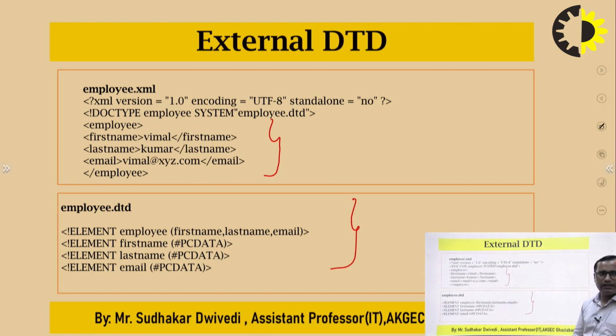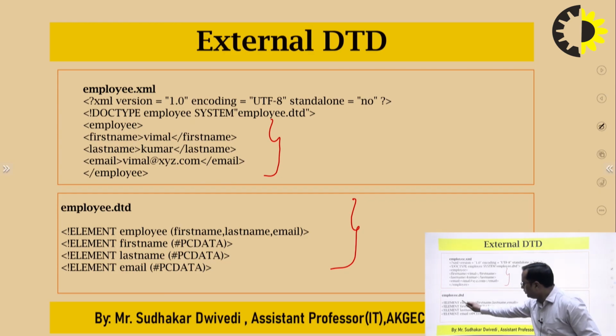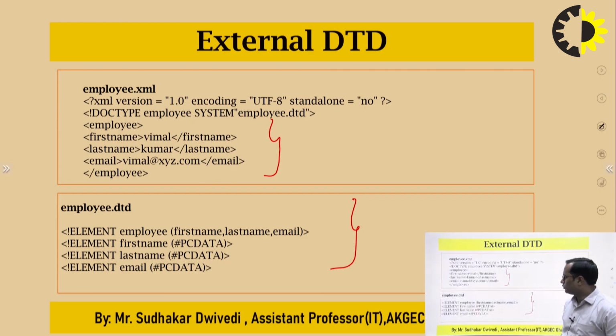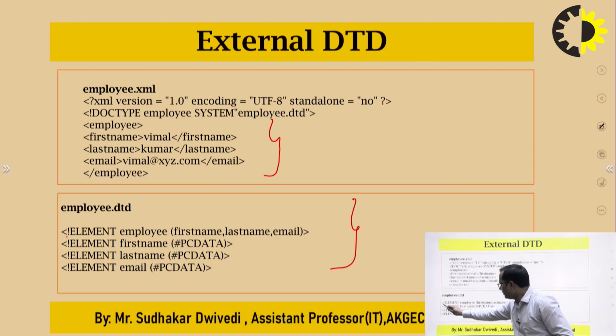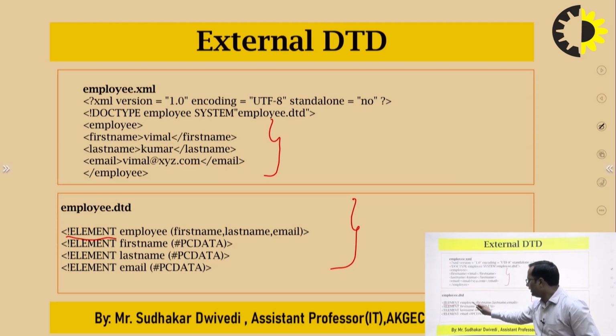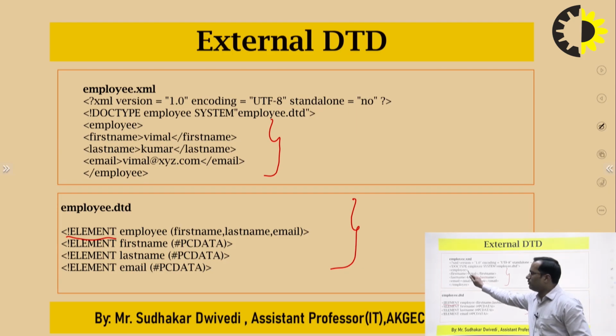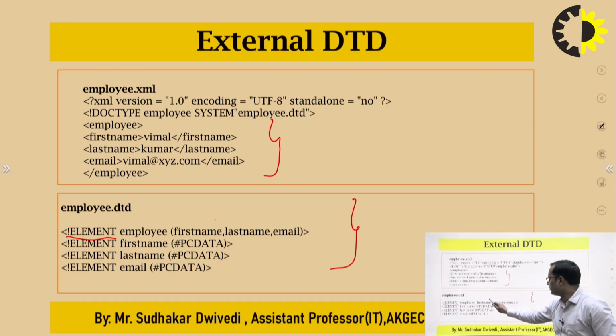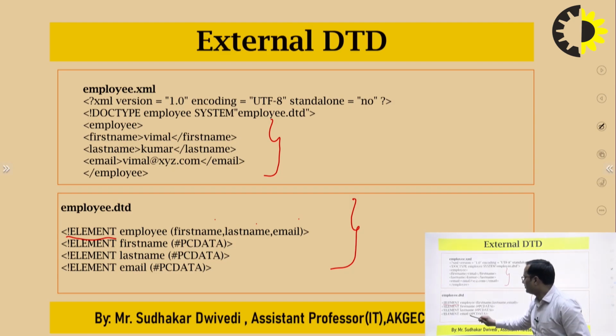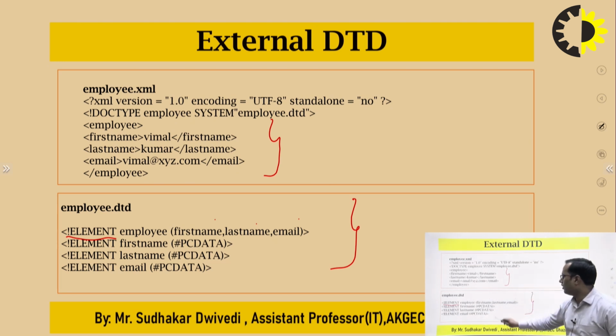To create the external DTD, we just need to declare all the elements. For each one we declare ELEMENT, then the element name, and then the content. The first element is the root element, and inside it there are three elements, so I have mentioned first name, last name, and email. The second element is the first name, the third is the last name, and this one is the email. All are #PCDATA, that means parsed character data.